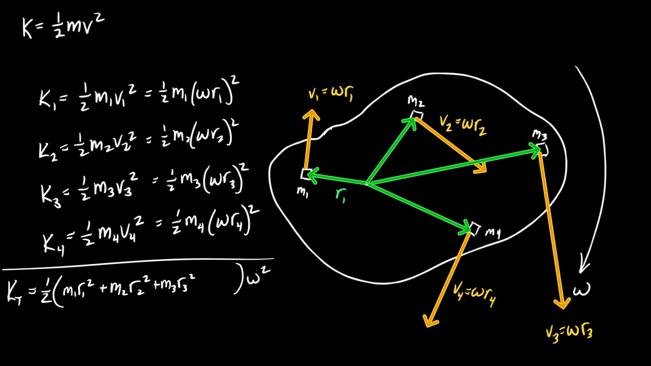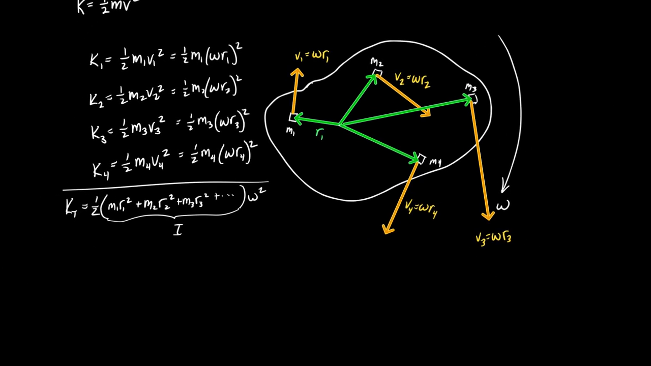Do you know what mr squared represents? It's the moment of inertia of a point mass. If I added this up for every piece of mass of the object, don't you realize that I would just be adding up the moment of inertia of the entire object, right? Rotational kinetic energy is 1/2 I omega squared.